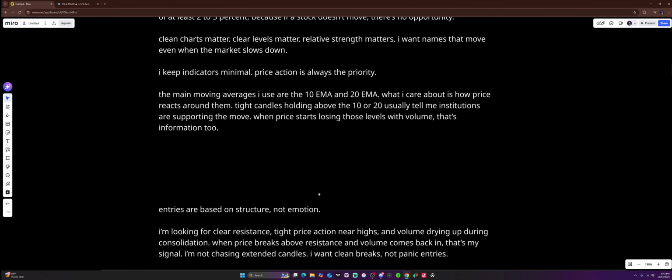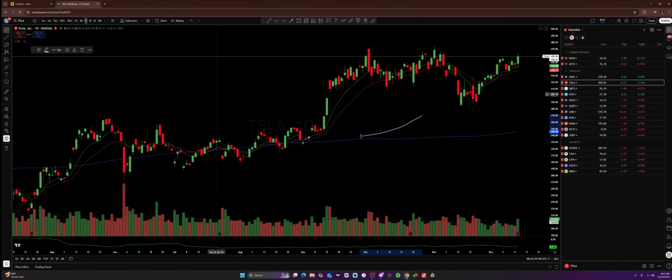Now, the main moving averages that I use are the 10 and the 20 EMA, like we were talking about, right? Those are my key support levels intraday and when I'm basically just looking at the market. It's like a key support, key resistance. What I care about is if price is reacting to them, whether we're in an uptrend or a downtrend. You want to see the stock holding the 10 and the 20 EMA. That usually tells me that institutions are supporting the move. When price starts losing those levels, that's informative too, and that shows you that we're in a downtrend.